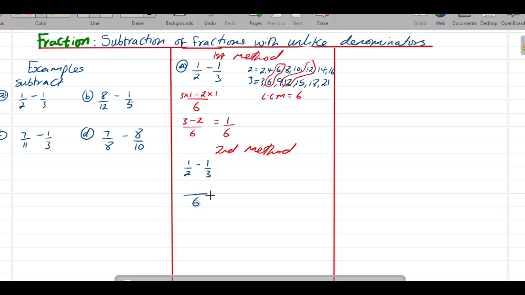Now the next thing I need to do is to multiply my fractions diagonally. So this second method is known as the butterfly method. Now I'm going to have 3 times 1 minus 2 times 1. Now 3 times 1 is 3 minus 2 over 6. Now 3 minus 2 will give me 1 over 6. You can see it's still giving me the same answer as the first method. Now let's try the third method.